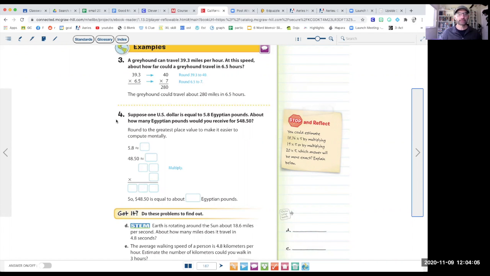And let's look at example number 4, because here we have a mix of single digit and multiple digit numbers. It says, suppose $1 is equal to 5.8 Egyptian pounds. About how many Egyptian pounds would you receive for $48.50? So first we're going to round 5.8, and that will round up to 9.